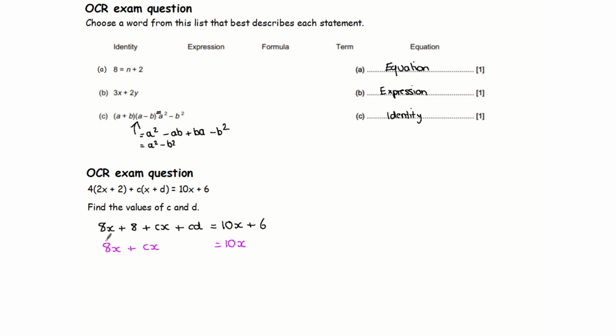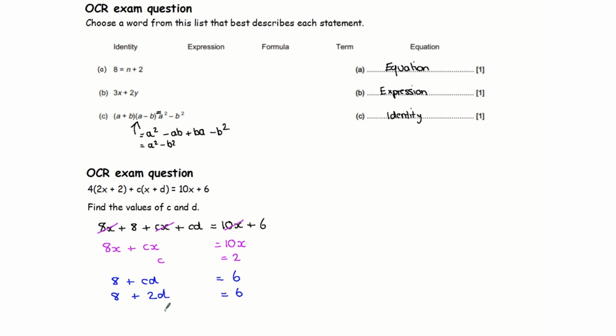Well, from this I can say, well, 8x add how many x's equals 10x. Therefore c has got to be equal to 2, because 8 add 2 makes 10. So I've used this term, I've used this one, and I've used this one. So what have I got left? So I've got 8 add cd is equal to 6. Well, I've already calculated that c is equal to 2. So I have 8 add 2d is equal to 6.